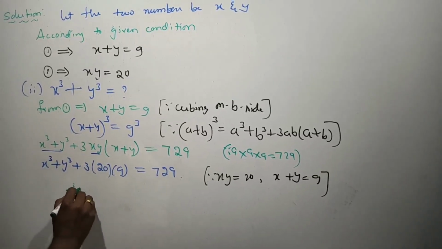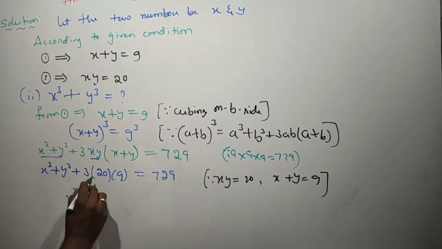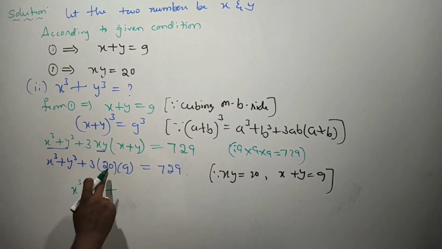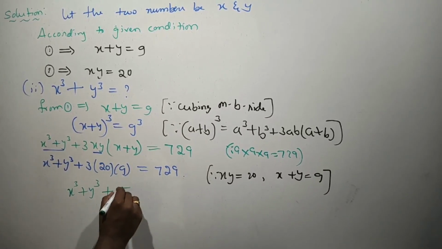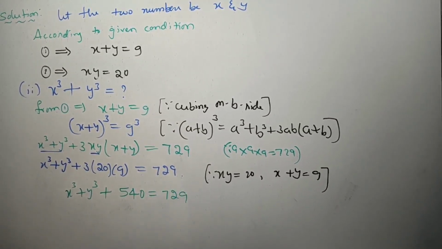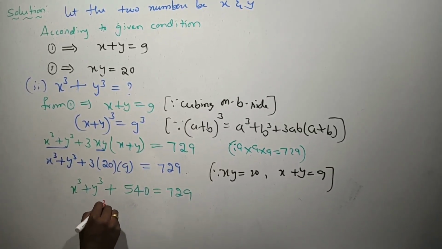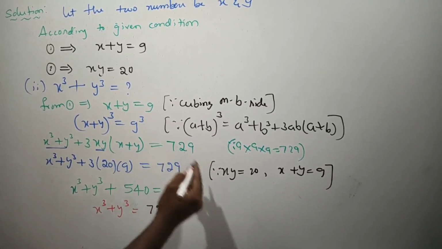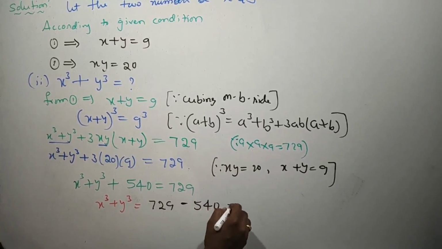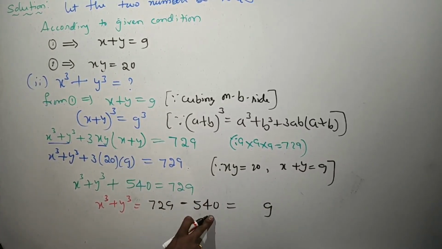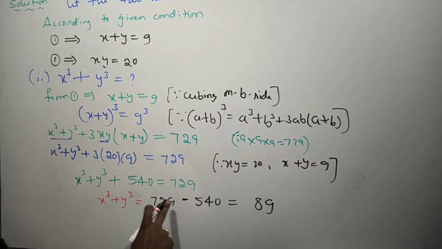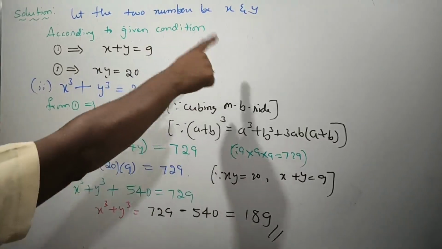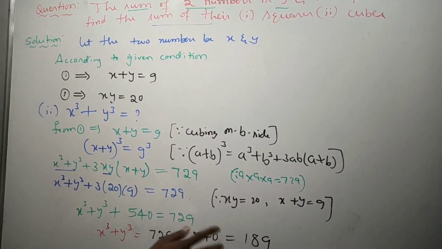Finally, x cube plus y cube plus, see, 3 2s are 6, it becomes 3 into 20, 60. 60 into 9, 540 will come, children, is equal to 729. Okay, finally I want only x cube plus y cube on the left, and 729 on the right side. This plus 540 goes to that side as minus 540, children. Subtracting: 9 minus 0 is 9; 2 minus 4 is not possible, 12 minus 4 is 8, then remaining 6 minus 5 is 1. The final answer is x cube plus y cube is equal to 189. Finally, we got the sum of their squares, and the sum of their cubes also. Easy. It is a good lecture.